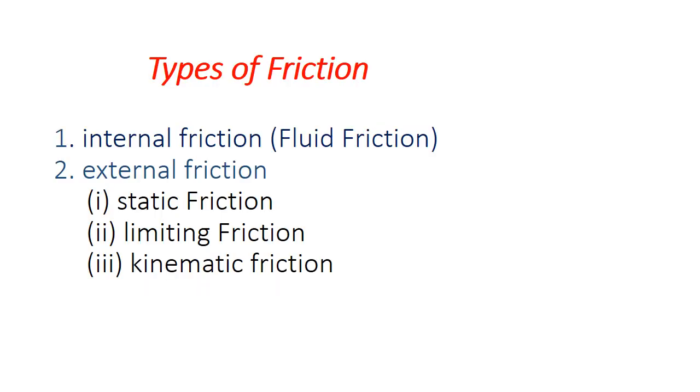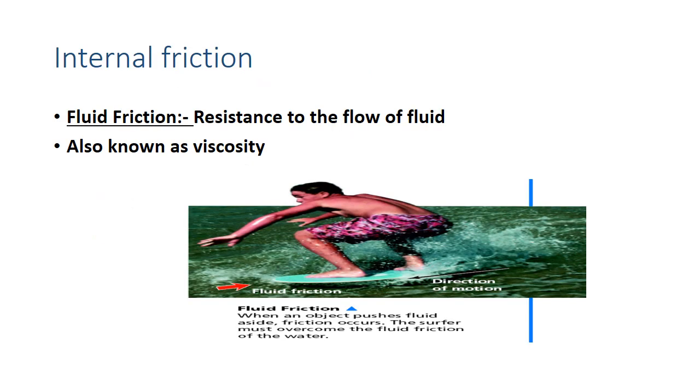The types of friction. We have basically two types of friction. One is known as internal friction, and the other is known as external friction. Internal friction is also known as fluid friction. External friction has basically three types. One is known as static friction, another is known as limiting friction, and the third one is known as kinematic friction. Now let's talk about the types of friction one by one. Let's talk about the internal friction, also known as fluid friction.